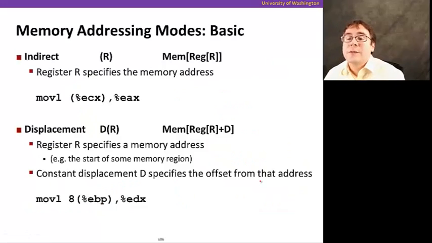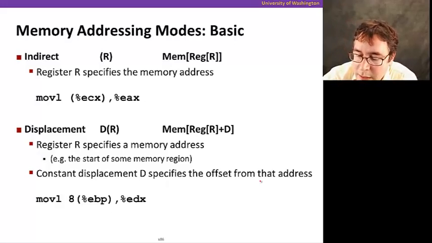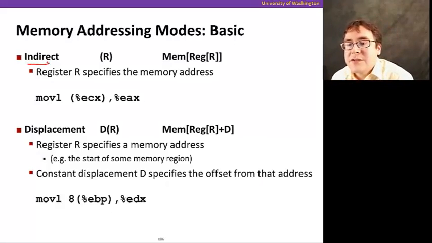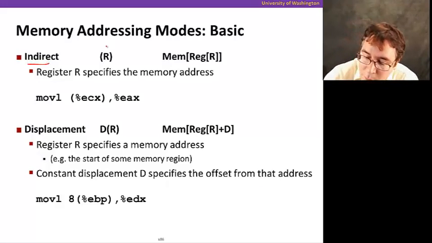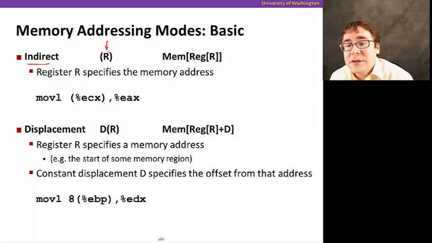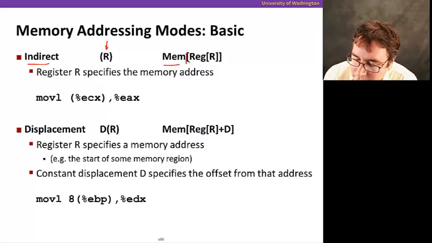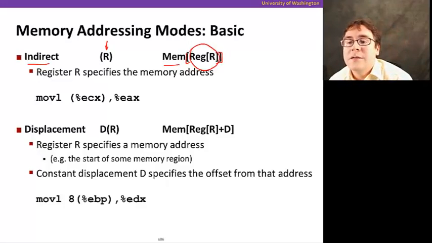So let's look at the various ways we have to address memory. These are the basic addressing modes. There are many others, but the first one is called indirect access. Indirect just says that the register contains an address, and we're going to use the contents of the register as an address to memory. Memory, as we said, is just like an array, so we have an index here, and inside this index is the contents of the register specified inside the address expression.